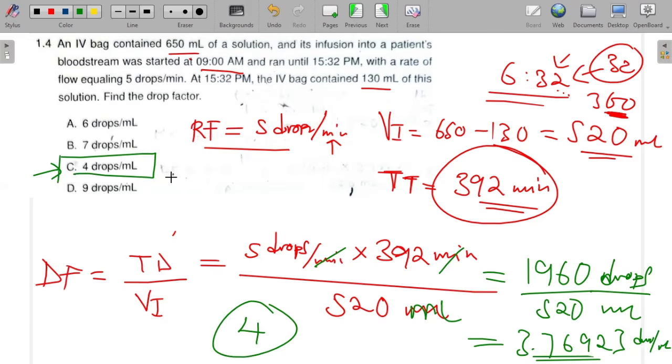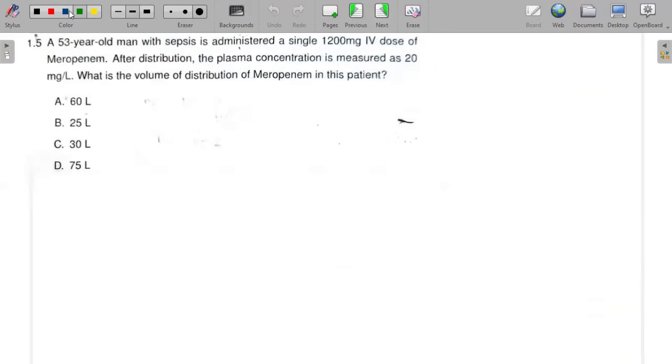So any questions there? Okay, so if there are no questions, let's move on to question 5. Question 5 is very simple. They're saying a 53-year-old man with sepsis is administered a single 1,200 milligrams IV dose of meropenem. After distribution, the plasma concentration is measured as 20 milligrams per liter. What is the volume of distribution of meropenem in this patient?